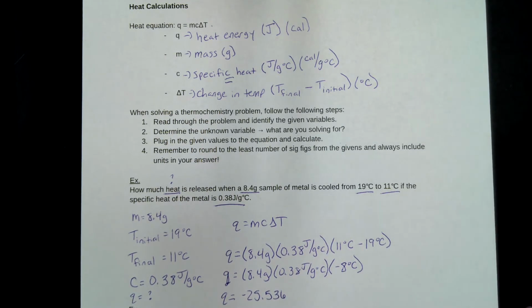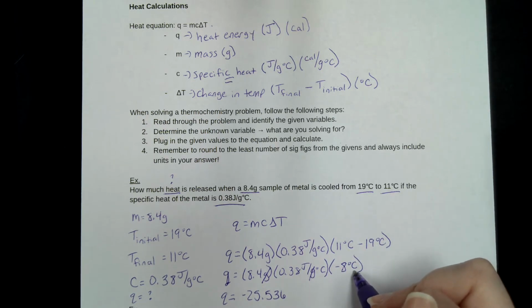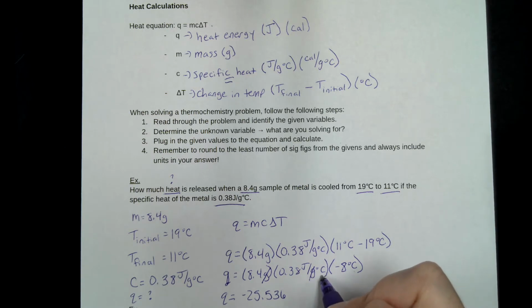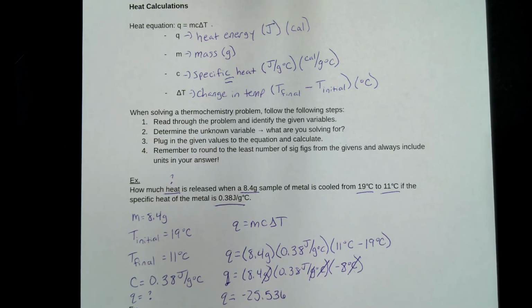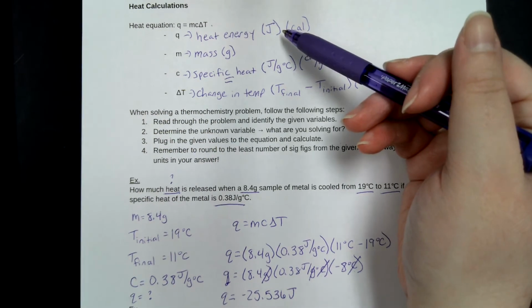Now let's take a look at what happens to the units. So when we multiply these, we have grams here, but we also have grams to the right of the slash. And that means that grams cancels out and goes away. And the same thing happens with degrees Celsius. Degrees Celsius is here, and degrees Celsius is to the right of the slash in this compound unit. So that means that it cancels out and goes away as well. So the only unit we are left with is joules, which makes sense because Q does have units of joules.